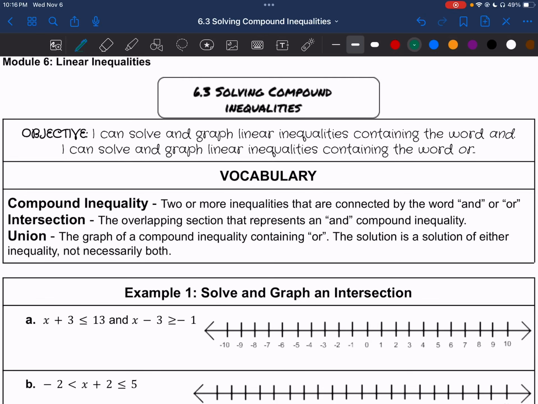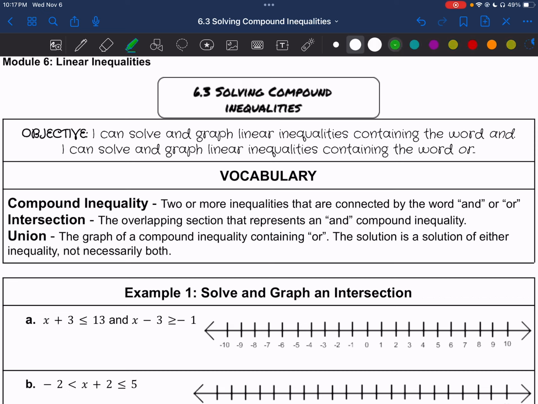Hello, and welcome to Module 6.3, Solving Compound Inequalities. Our objective for today is first, that I can solve and graph linear inequalities containing the word "and." Also, I can solve and graph linear inequalities containing the word "or."